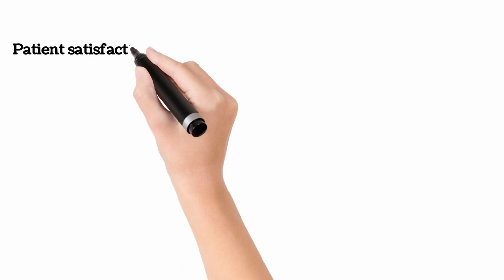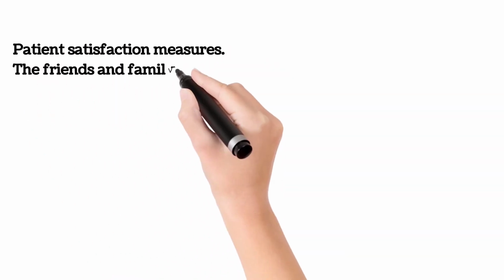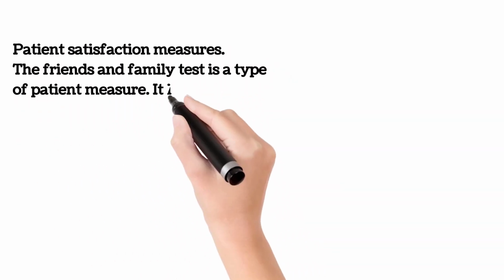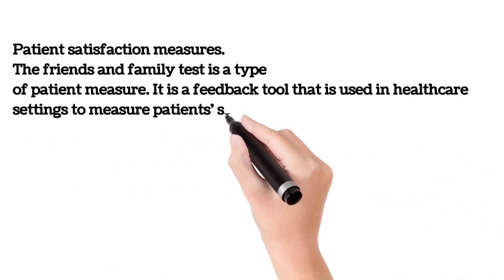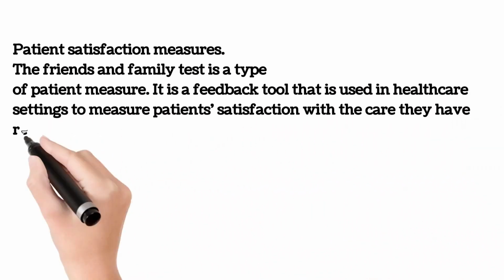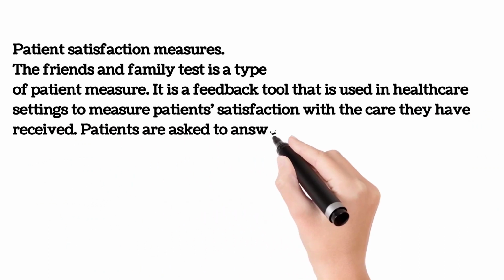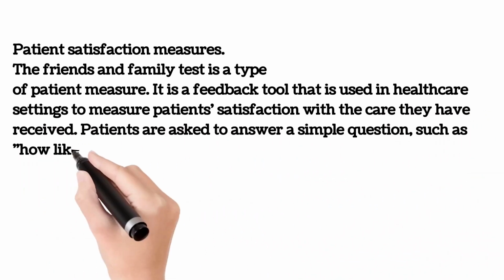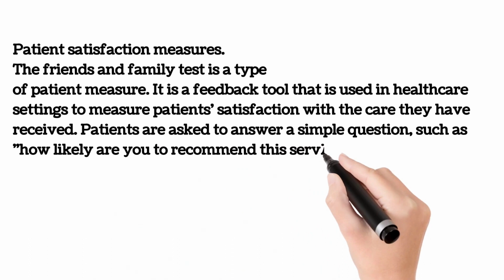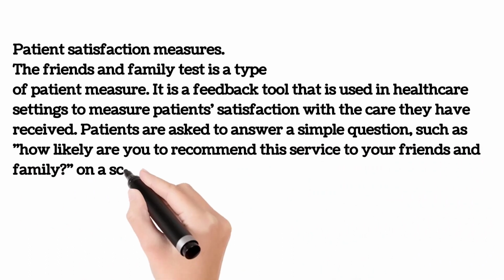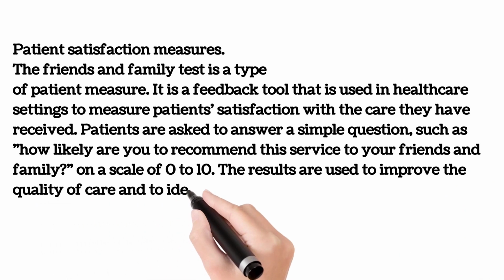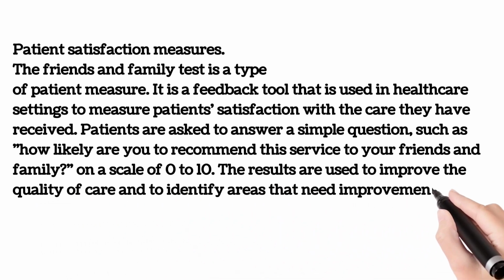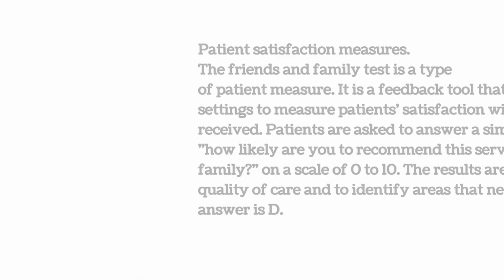Patient satisfaction measures. The friends and family test is a type of patient measure. It is a feedback tool that is used in healthcare settings to measure patients' satisfaction with the care they have received. Patients are asked to answer a simple question, such as, how likely are you to recommend this service to your friends and family? On a scale of 0 to 10. The results are used to improve the quality of care and to identify areas that need improvement. The answer is D.